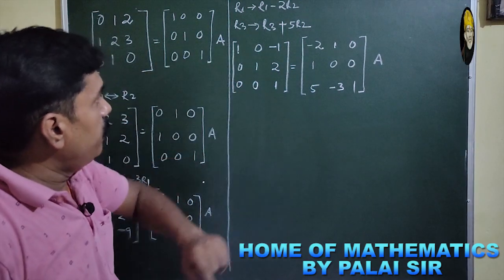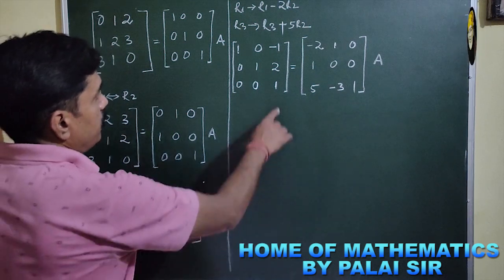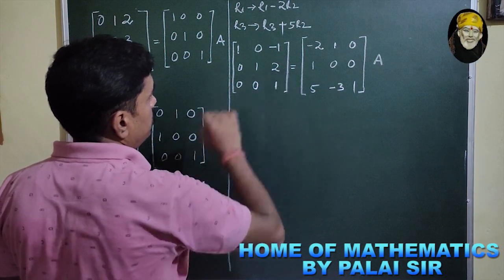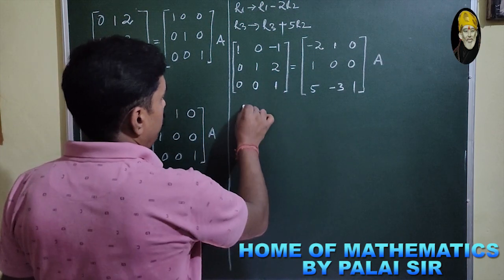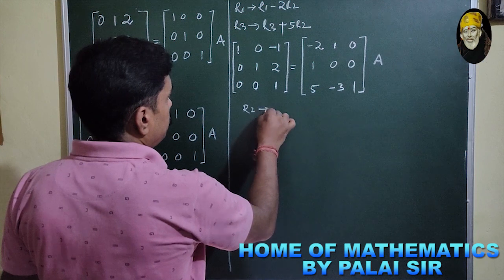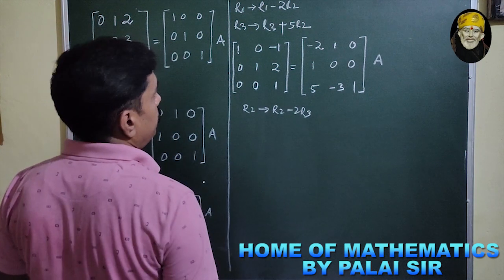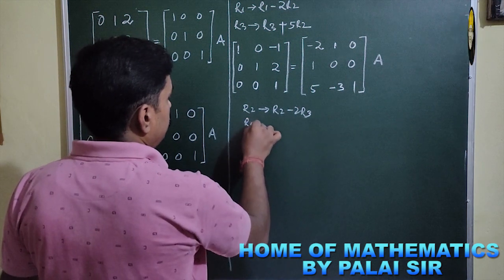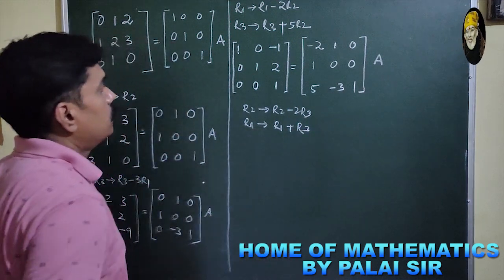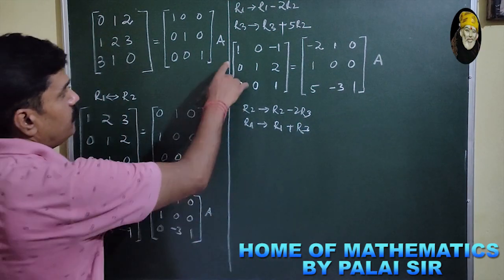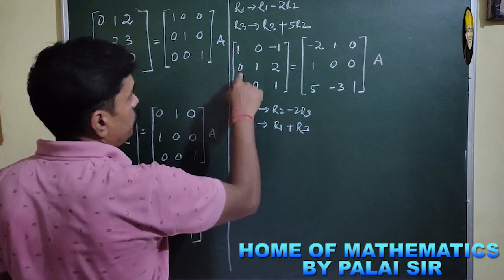Next you got the diagonal elements, and you have to make this one as 0. To make this one as 0, what you have to do? Here you write R2 equal to R2 minus 2R3, and R1 equal to R1 plus R3. So in place of R1 you are going to write R1 plus R3. You add this one with this.